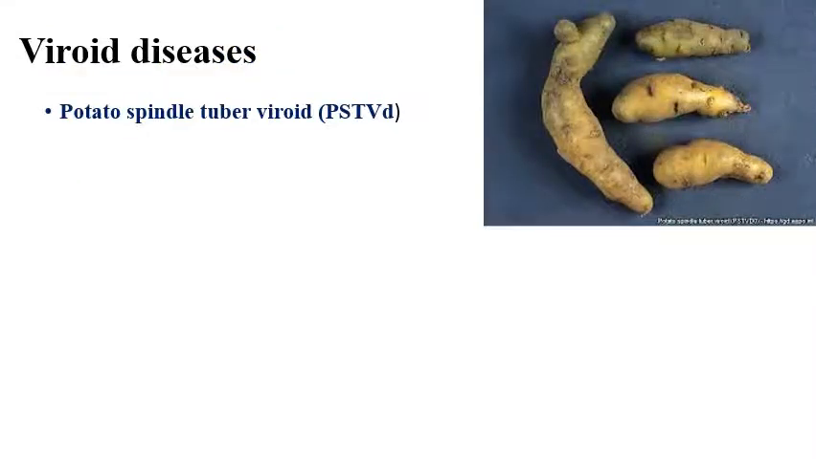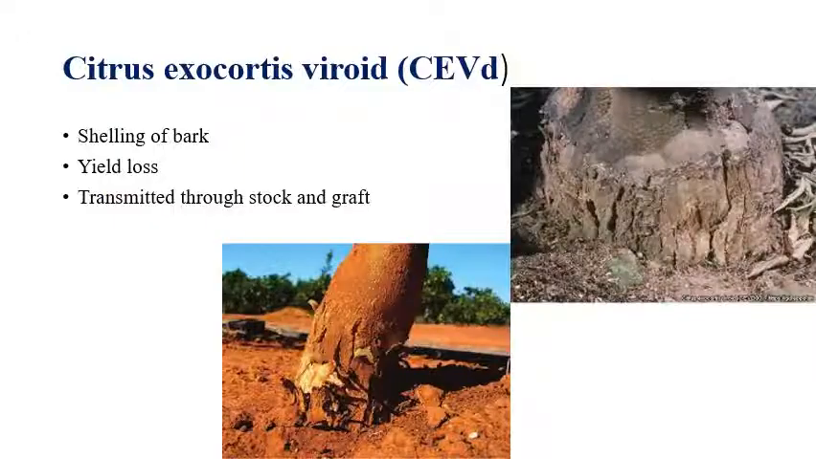Now we'll see the viroid diseases. The most important one, and the first discovered viroid, is potato spindle tuber viroid. We can see the abnormal symptoms: small protuberances, abnormal shapes, small in size. These are the different types of symptoms produced by the viroid disease, especially potato spindle tuber viroid. The second one is citrus exocortis viroid. Symptoms include shelling of bark. We can see here the bark is shelled. Yield loss occurs, and it is transmitted through stalk and graft.